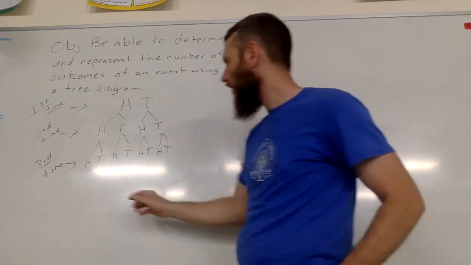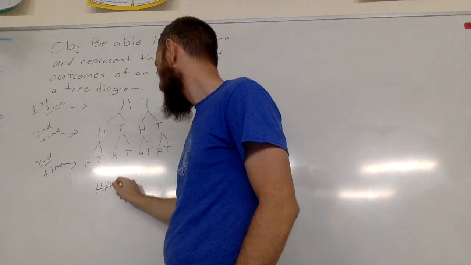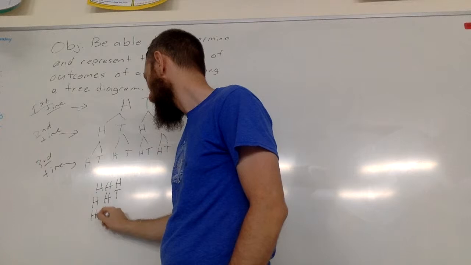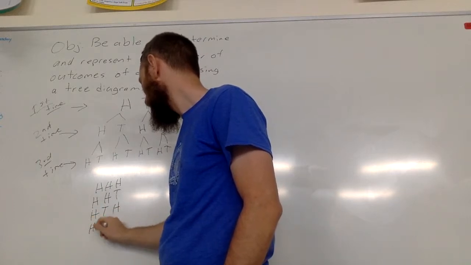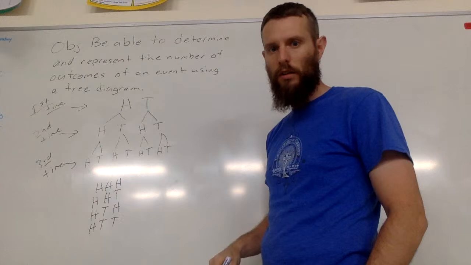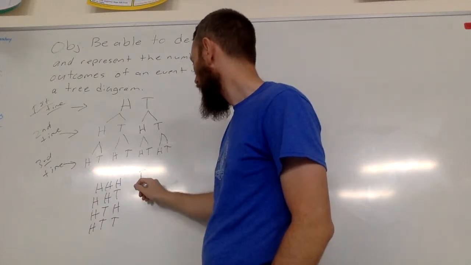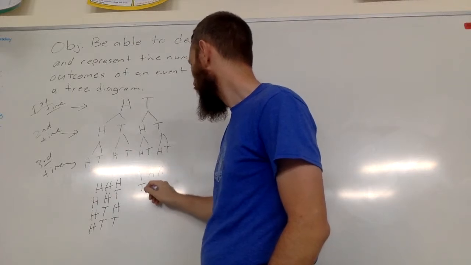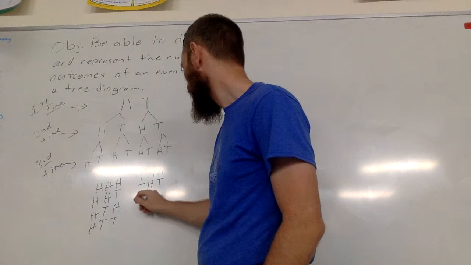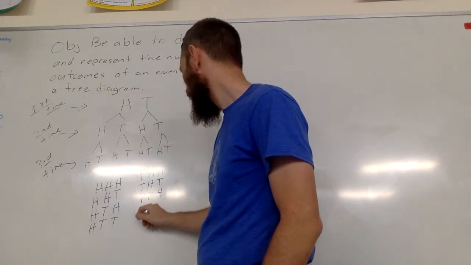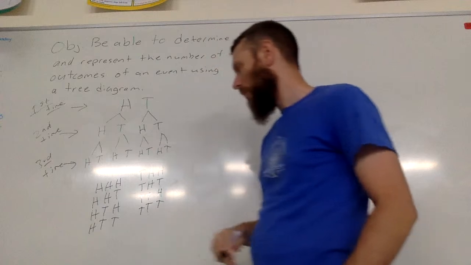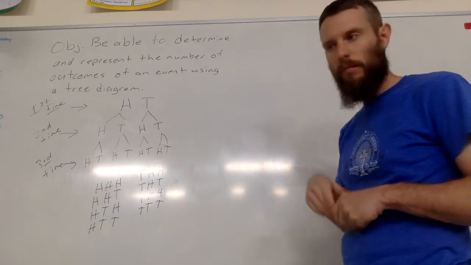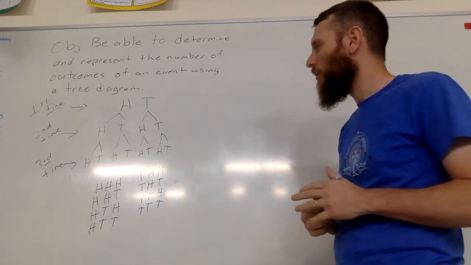I could also write them out like this. That's one outcome. And you can see, right? And then it's going to be tails, heads, heads, tails. Okay, so you can see that there's 8 different outcomes if I'm keeping track of the order and if I flip a coin 3 times.